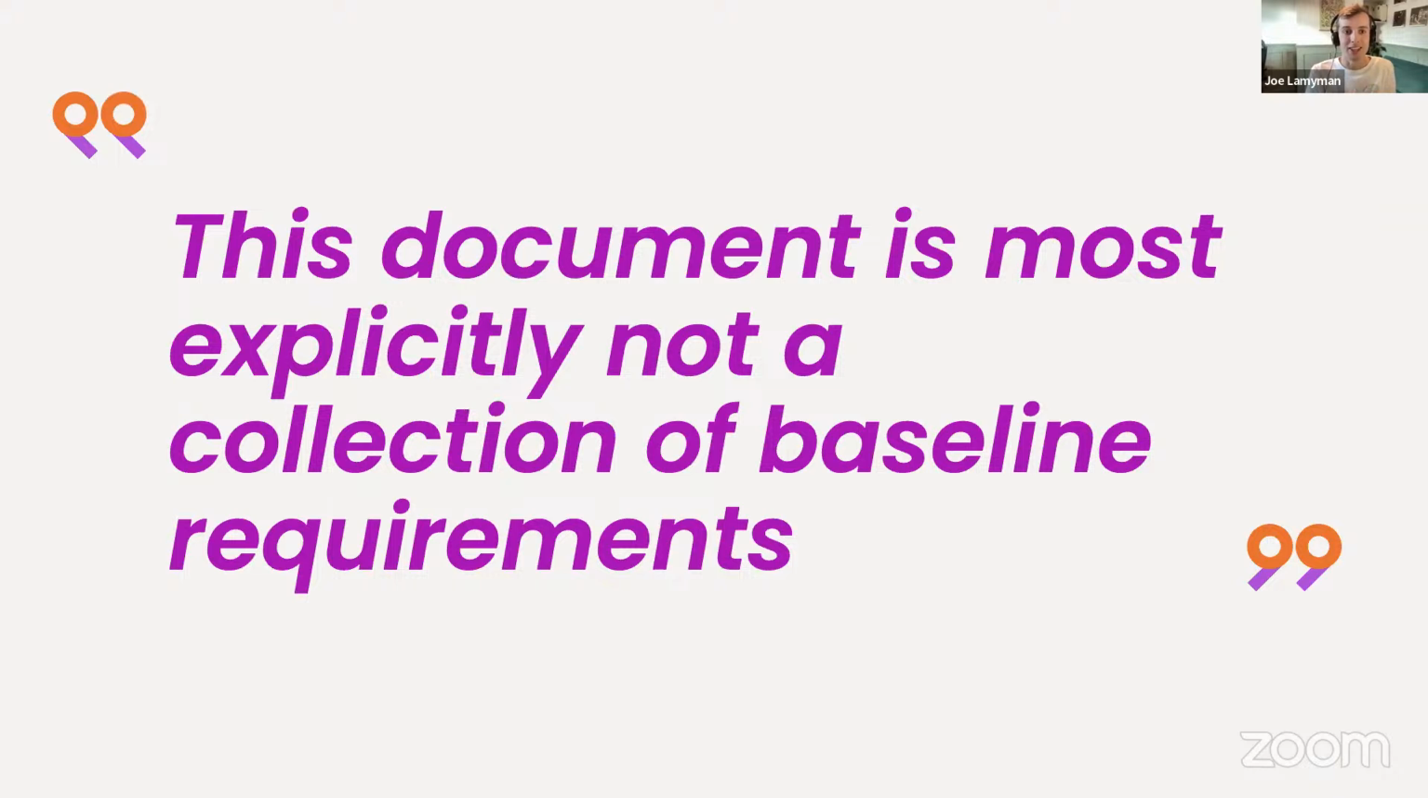So at the start, it does state that this document is most explicitly not a collection of baseline requirements. So the key thing here is to make sure that whatever you do, even if you follow all of this document and you're implementing all of the requirements, is to make sure that you are testing whatever you make with people with different disabilities, people from your audience, just to make sure that their needs have been considered and met. Yeah, this document does include loads of great stuff, but it's not going to cover everything. So that's something important to mention up front.